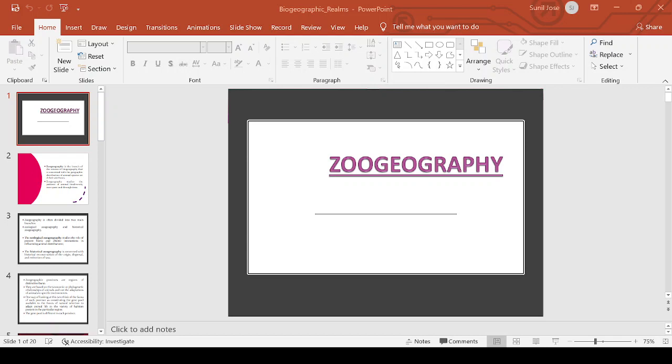Now we have the Australian region. In this Australian region, Australia is now separate from most of the major continents. But that was not the case earlier. There was a land connection from India up to Australia. Here you can find a series of islands. All these islands are connected to one another.